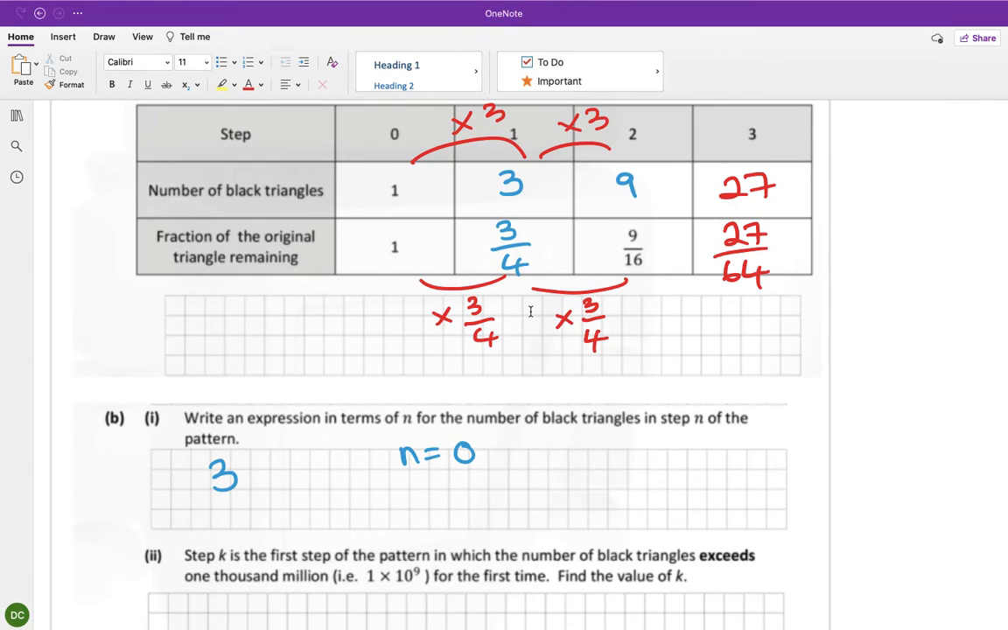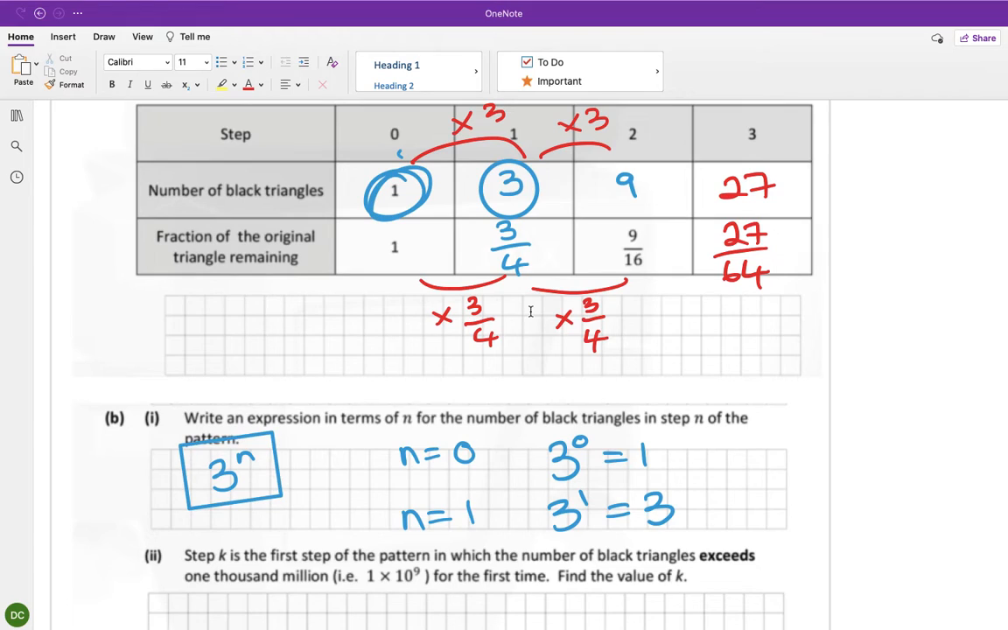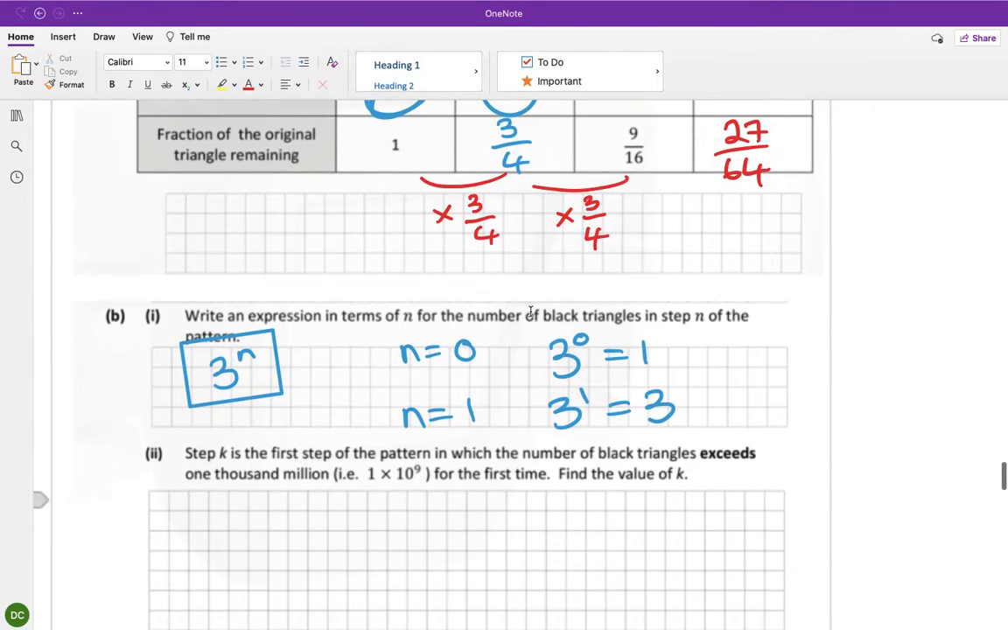3 to the n. So when n is 0, you can see up here that the answer is 1. So 3 to the power of 0 is 1. When n is 1, according to up here, the answer should be 3. So that's 3 to the 1, which is 3, and that works. And then 3 to the 2, yeah, so that works. So it's 3 to the power of n, for the pattern, or for the expression even.